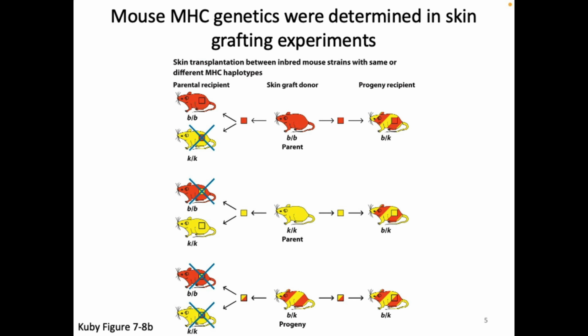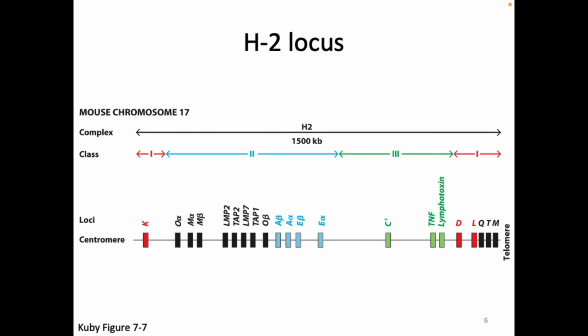And it was really for histocompatibility. I don't know where they got the 2. And so just like we can see that section of human chromosome 6 that encodes the HLA locus, we can look at mouse chromosome 17 and find the H2 locus.